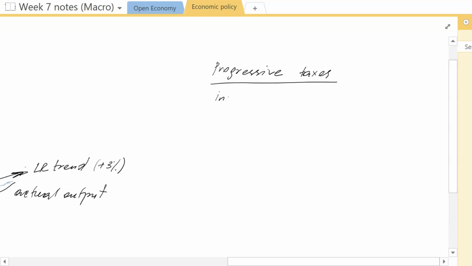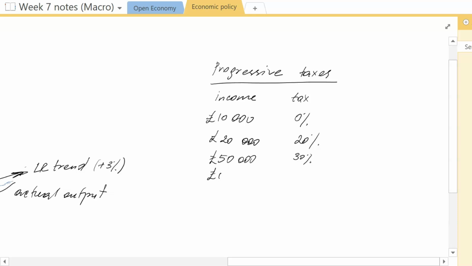What does it mean? If your income is, let's say, 10,000 pounds or less, your tax is 0%. You don't pay any taxes. When your income is 20,000 pounds, you pay, let's say, 20% on your income. When your income is, let's say, 50,000 pounds, you pay 30% of your income. When your income exceeds, let's say, 100,000 pounds, you start paying 50% of your income. In other words, taxes increase as income goes up. The higher the income, the higher the taxes will be.